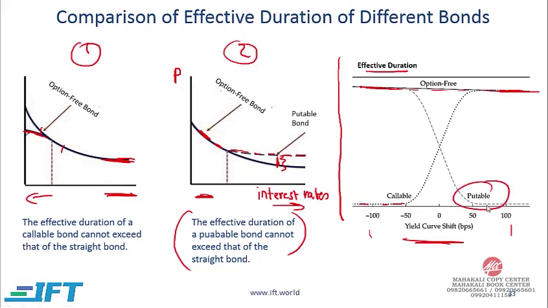With the puttable bond, the opposite is happening. At relatively low rates, the effective duration of the puttable bond is the same as the straight bond, but at relatively high rates, the effective duration of the puttable bond is less than the effective duration of the straight bond, and that's shown over here.